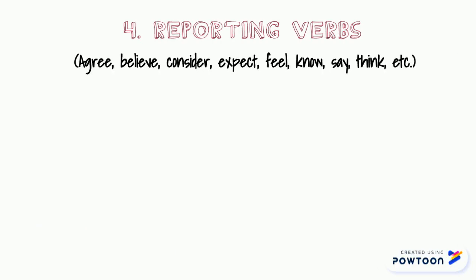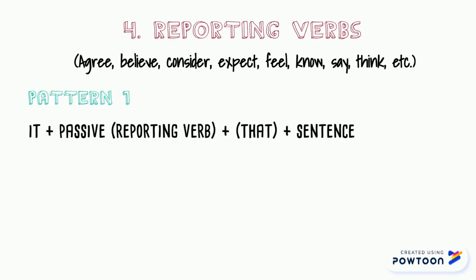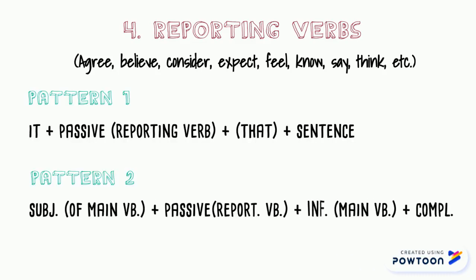When there are reporting verbs in the sentence, so as to make the passive, we've got two special structures. So pattern 1 is it plus the passive of the reporting verb plus that and the sentence, and pattern 2 is the subject of the main verb plus the passive of the reporting verb plus infinitive of the main verb and the complement.